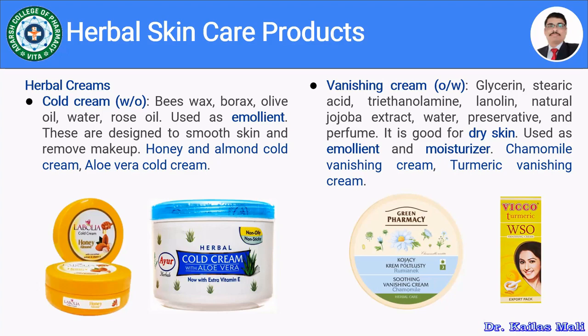The vanishing creams are good for dry skin, and they are used as an emollient and moisturizer. For example, chamomile vanishing cream and turmeric vanishing cream. The turmeric vanishing cream may have antiseptic properties. They are used to prevent acne, and there might be so many other applications as well. So this is about the vanishing cream. On this slide, we have discussed the two herbal creams, that is the cold cream and the vanishing cream.